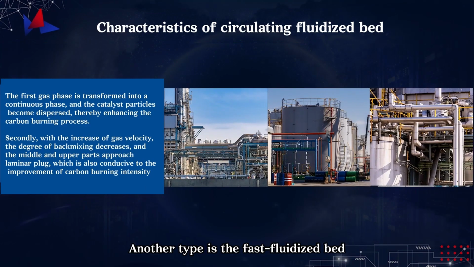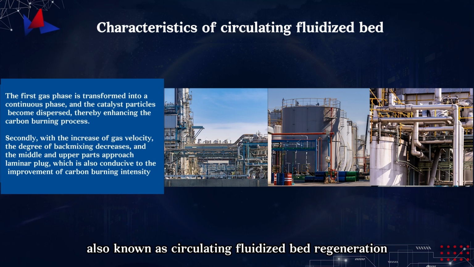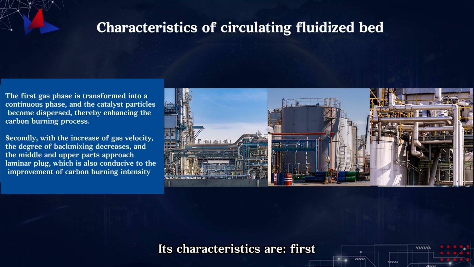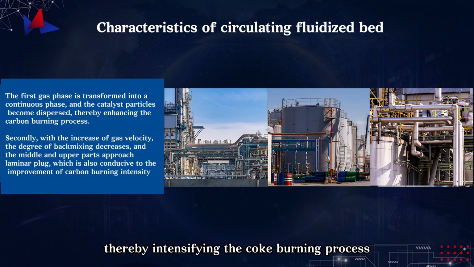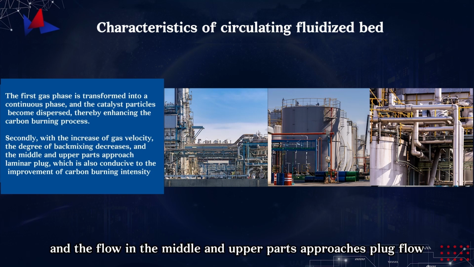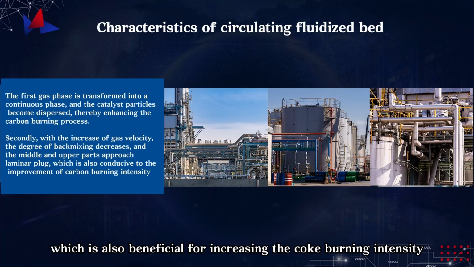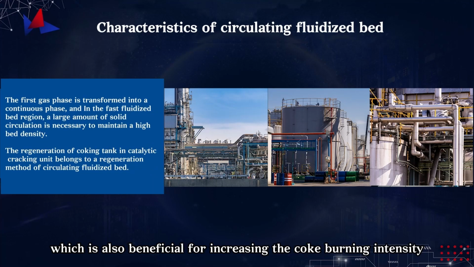Another type is the fast fluidized bed, also known as circulating fluidized bed regeneration. Its characteristics are: first, the gas phase becomes the continuous phase and the catalyst particles become the dispersed phase, thereby intensifying the coke burning process. As the gas velocity increases, the back-mixing degree decreases, and the flow in the middle and upper parts approaches plug flow, which is also beneficial for increasing the coke burning intensity.